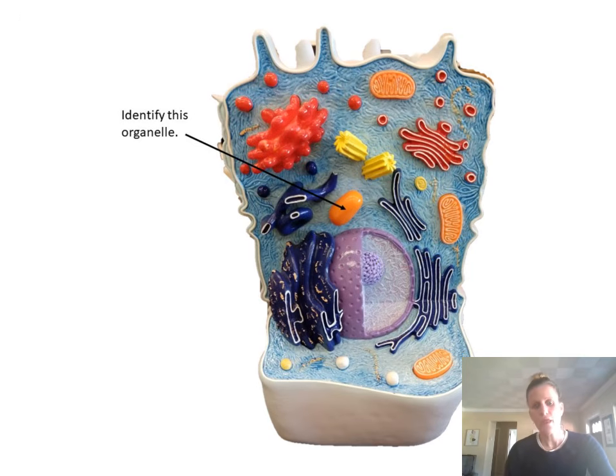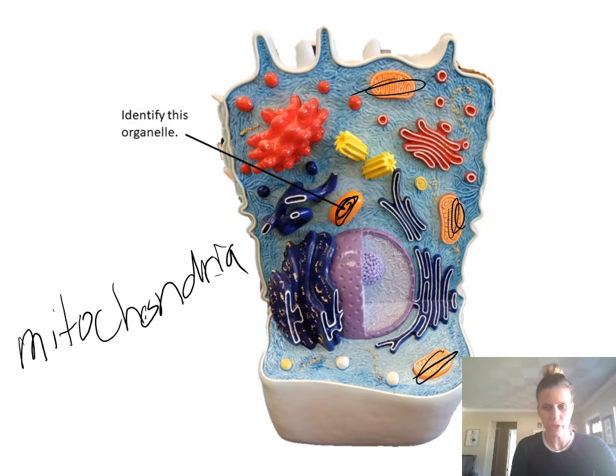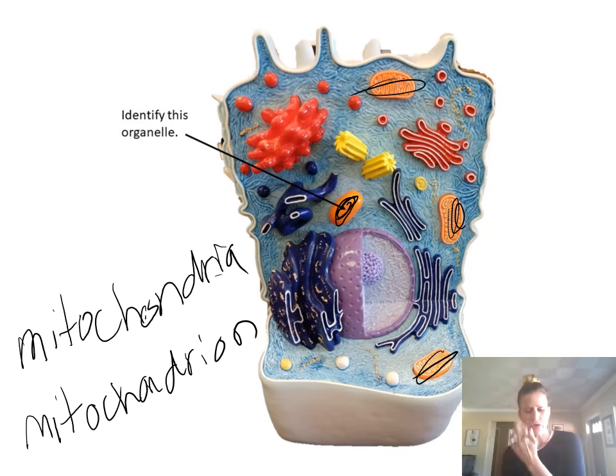Identify this organelle. So any of these little orange things that we're pointing to, like this one right here, or any of these, those are called mitochondria. Technically, mitochondria is plural. If you wanted to say singular, mitochondrion. I don't take off for that though, so if you've already learned mitochondria, that's okay.